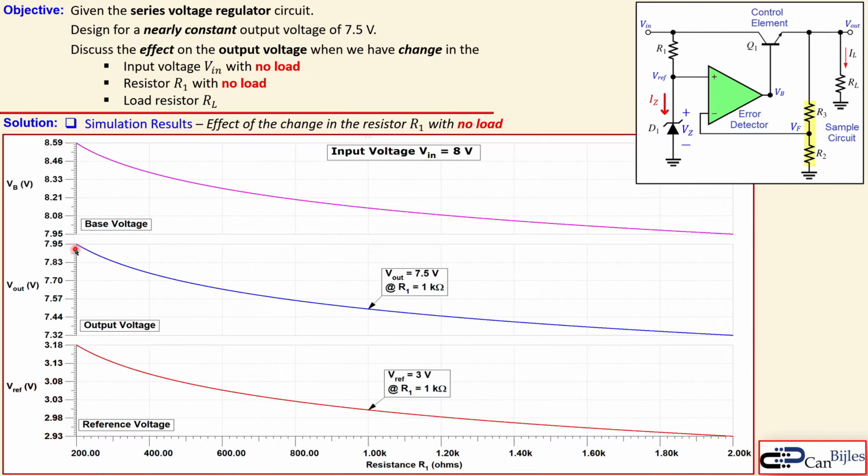Now for the output, you see that it is indeed different because it is going all the way maybe to 7.95, so let's say 8 volts there. But it is going down, down, down, and then it reaches 7.5 at this 1 kilo ohm. It's also again decreasing to, let's say, 7.3 volts. So it is actually affected by this R1. So this R1 needs to be selected carefully in order to have this 7.5 volts or the value you want at the output. So this is affecting the output in this case significantly.